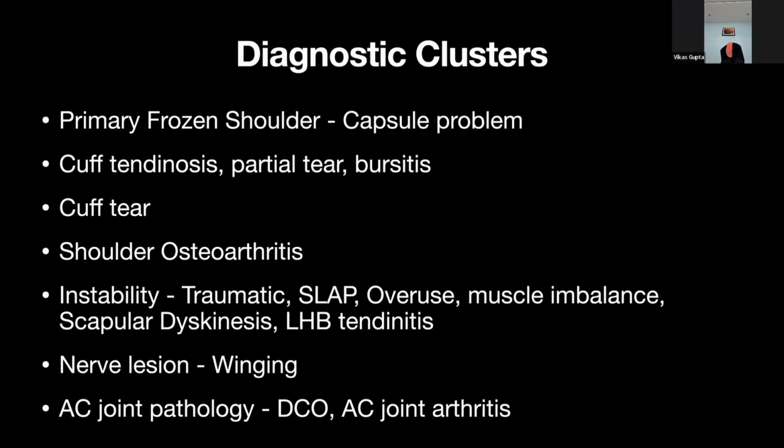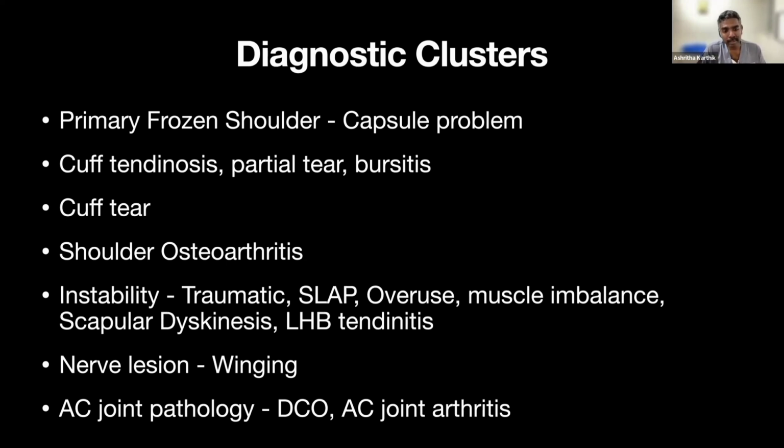So normally these are the common diagnostic clusters you have in shoulder. It's the primary frozen shoulder case, which is the most common patient whom you see in the OPD. Next is the cuff tendinosis, partial tear, bursitis, the subacromial pain patient. Then the third patient is the cuff tear patient. Then you have the shoulder osteoarthritis, which is obvious when you get an X-ray. So that's a straightforward diagnosis for you.